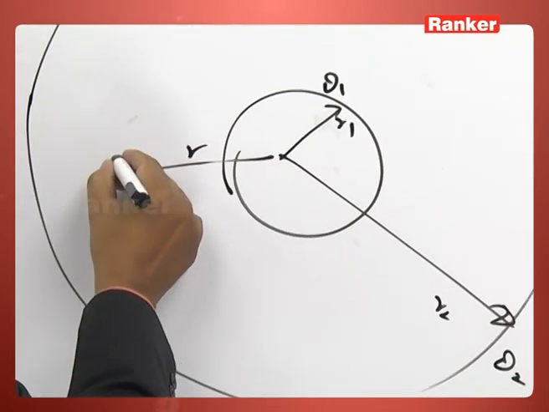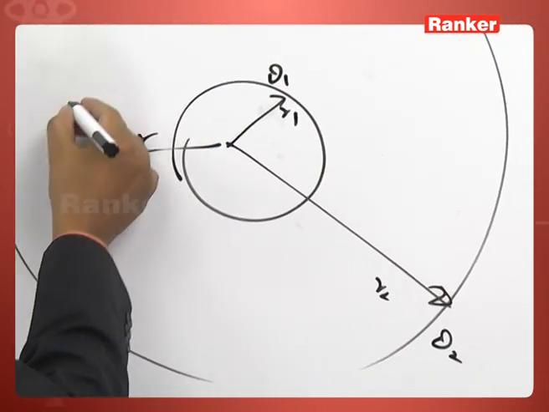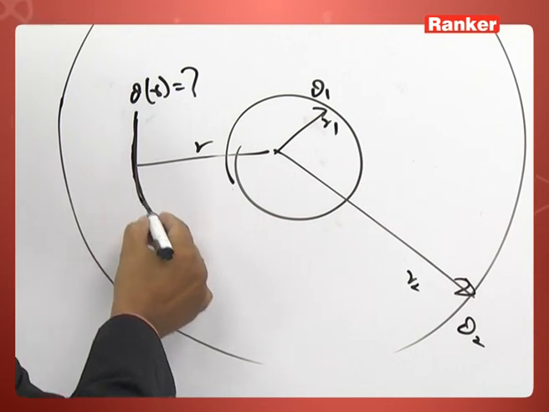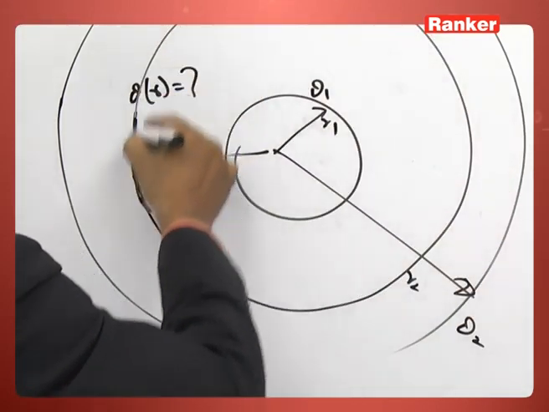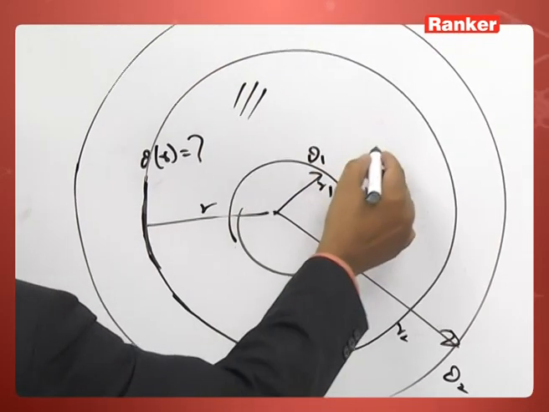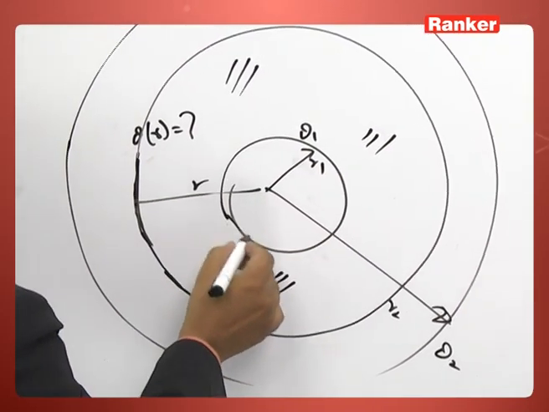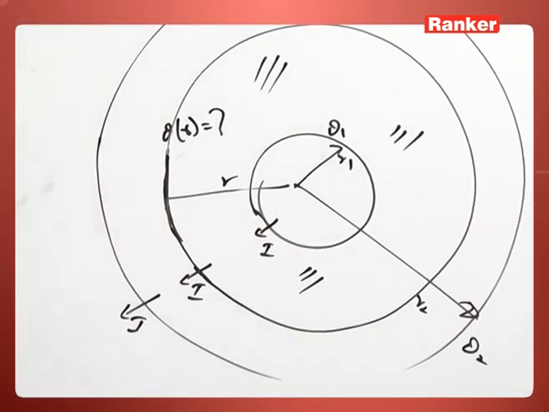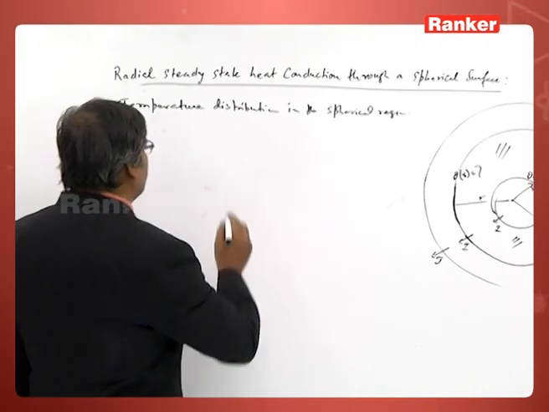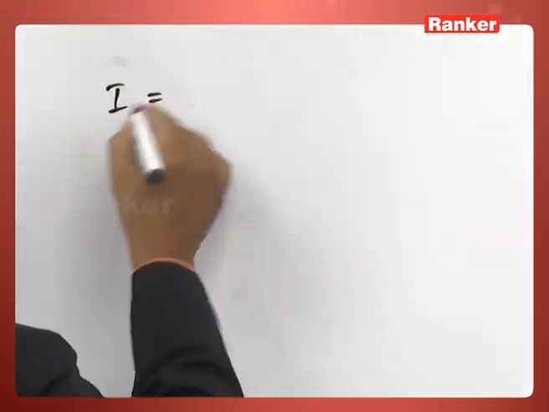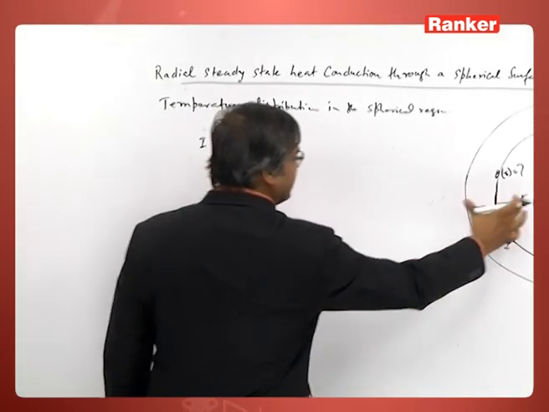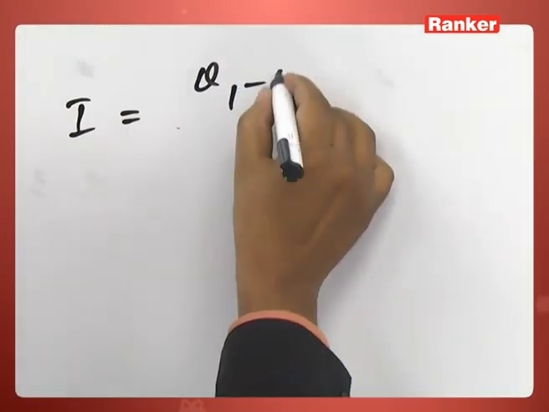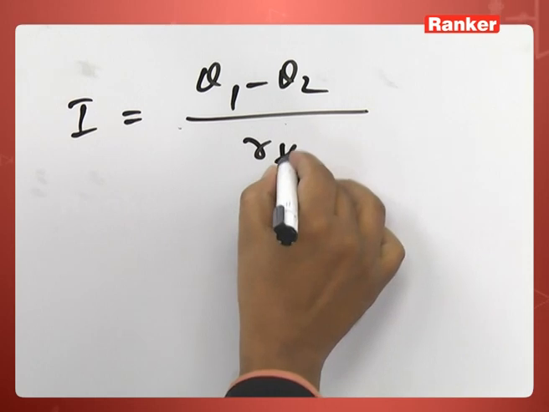As a function of r, I want to know what the temperature θ is. This is what I want. So, what do I do? I consider this portion only. Now you see, the heat current I is the same at steady state at all cross sections. So, I will use the formula that the steady state heat current I is equal to the heat flowing from θ1 to θ2 divided by R_TH.